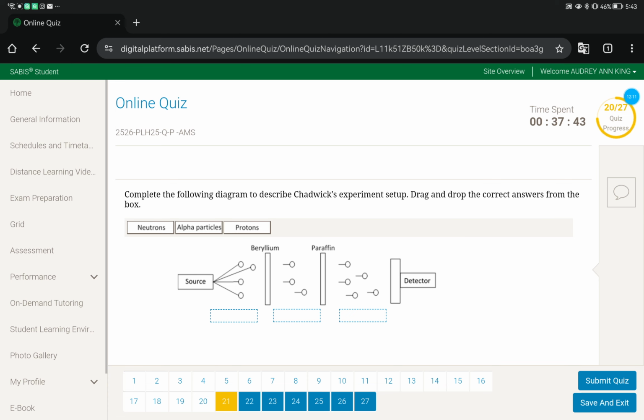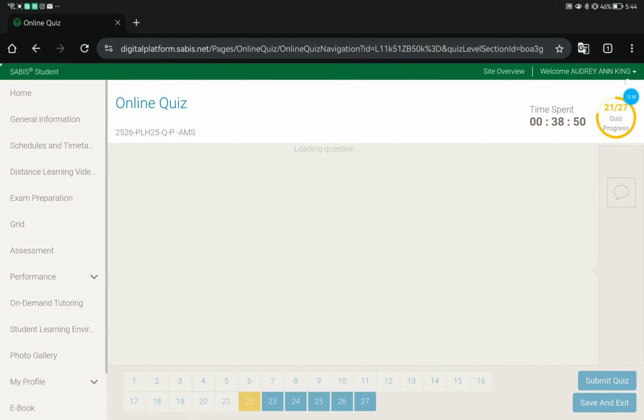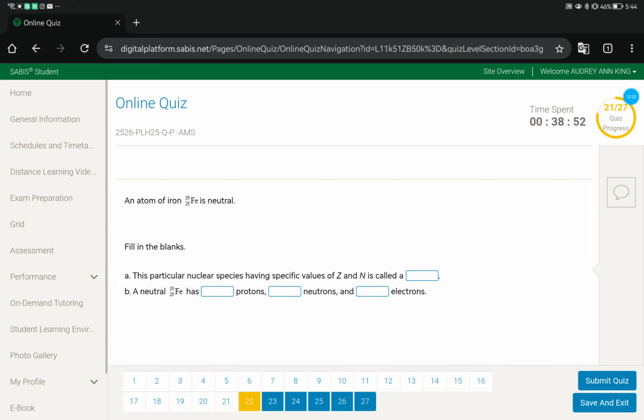Complete the following diagram to describe Chadwick's experiment setup. Drag and drop the correct answers from the box. Okay, so this is the extent of what you need to know for Chadwick's experiment. You need to know that the source is alpha particles, and then it went through beryllium, it became neutrons, went through paraffin, it became protons.